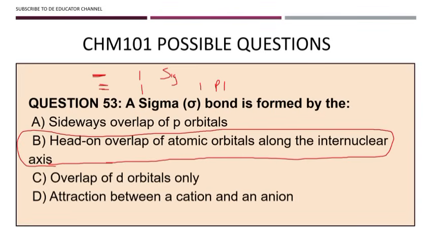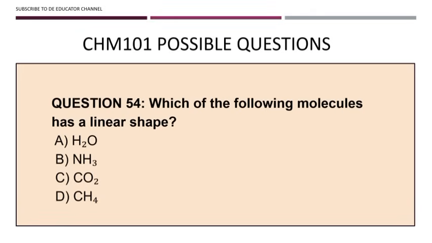All right, so the next question, 54. Which of the following molecules has a linear shape? Now take a look at this. Which molecule will most likely have a linear shape? You might want to think it is water, but trust me, it is not water. Water does not have a linear shape.